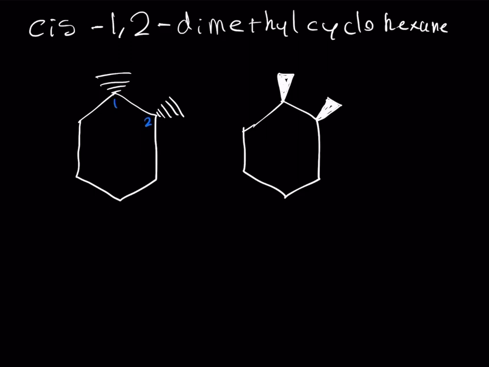Now, what if we were to draw this as trans? The trans version would look like this. The trans isomer would have one dash and then one wedge.